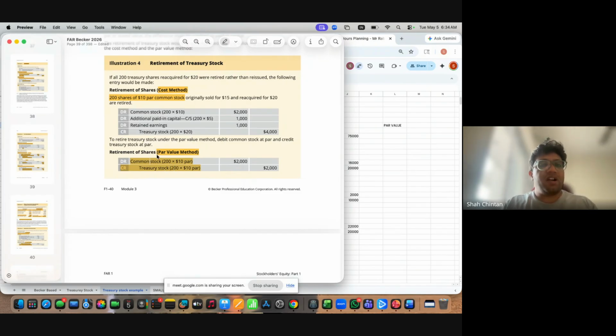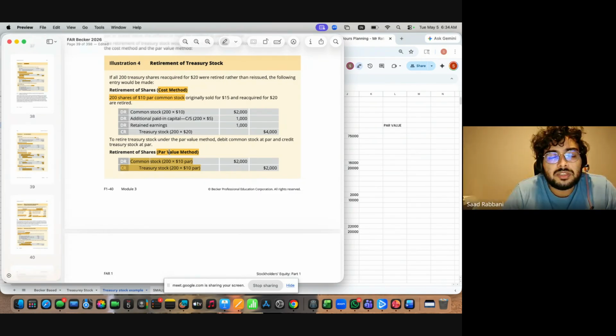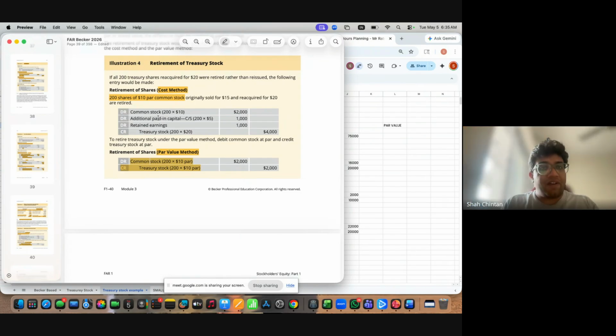So your retirement under par value, it's very simple. You just cancel the equity share and treasury stock at a par value, and your entry is completed. Retirement of share par value, कोई भी doubt आपको? This entry is after buyback. After buyback and when company decides to retire or cancel the treasury stock.